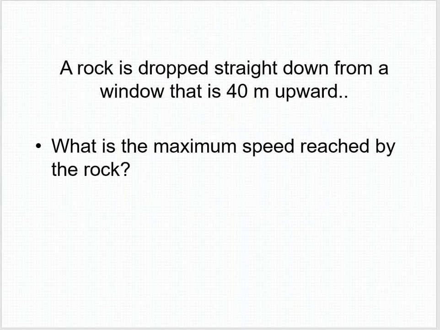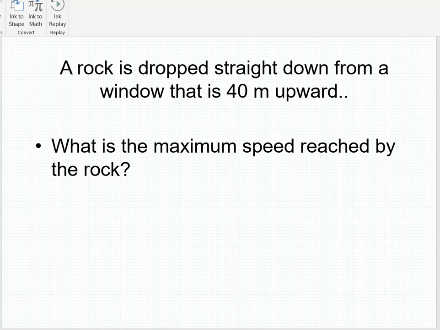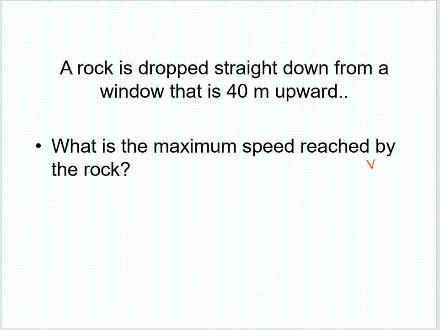Okay, let's look at some problems here. A rock is dropped straight down from a window that is 40 meters upward. What is the maximum speed reached by the rock? Well, before I do anything, I'm going to make a list of the information that's happening here. It's dropped straight down from a window that is 40 meters upward. So I'm going to say that Yi is 40 meters. What's pulling on it? Well, gravity is pulling on it at negative 9.8 meters per second squared.